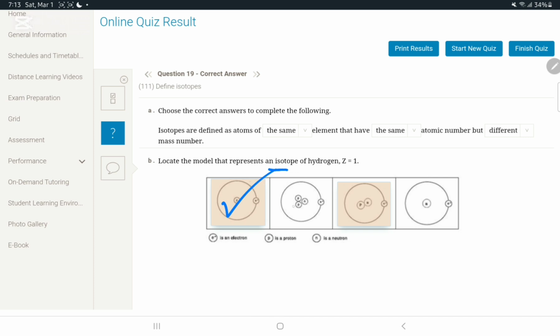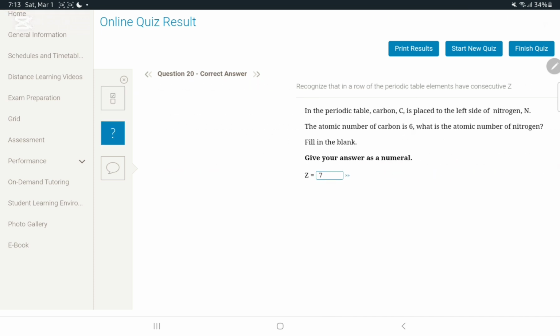This has 2 protons, so it's wrong. This has 1 proton and 1 neutron. We don't care about the neutrons. And this has 1 neutron but 0 protons, so it's wrong. So it's this image and this image, the images with exactly 1 proton.